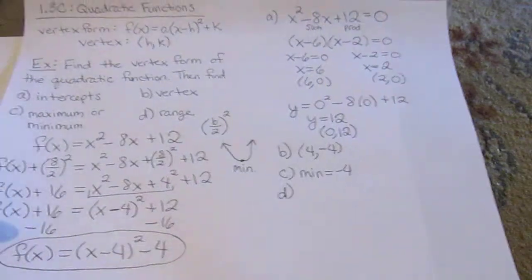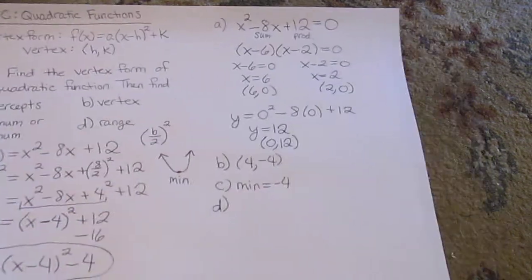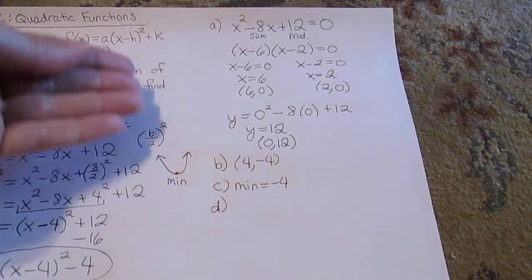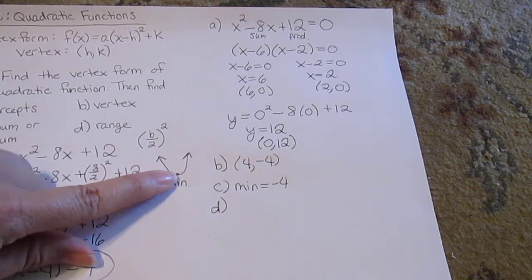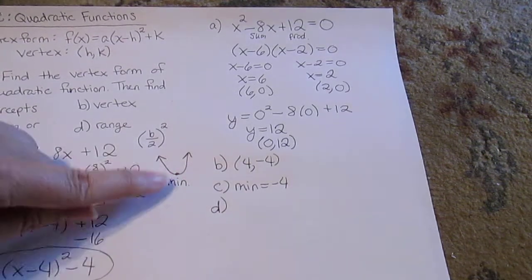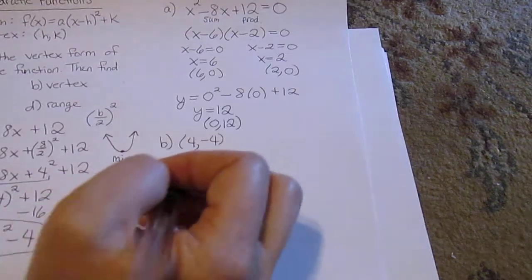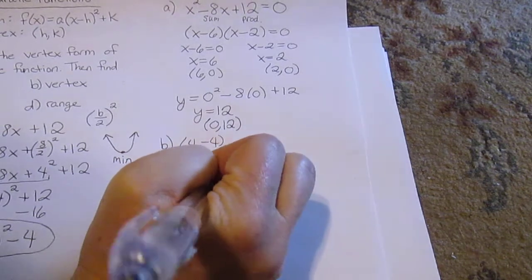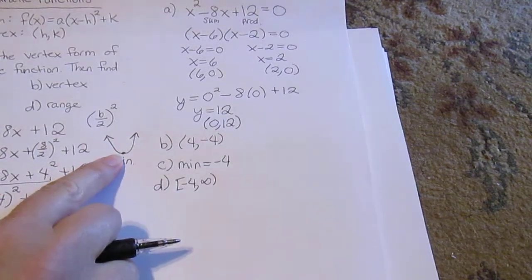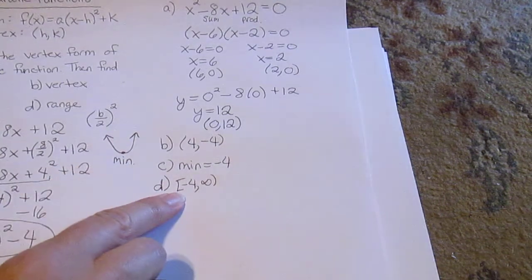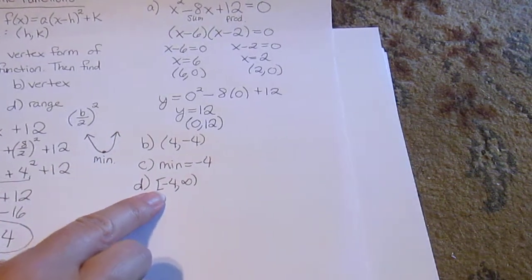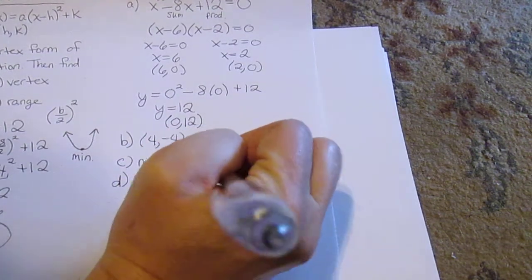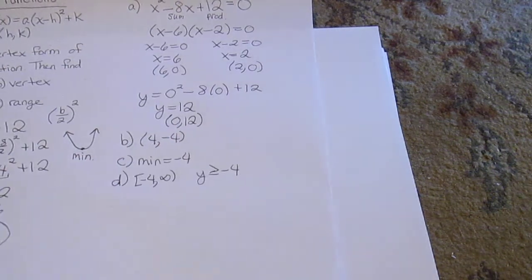And then part D, it just wants the range. It was nice that we drew this picture. Remember the range is your y values. From the picture we can see that we're starting at -4 and we're going to positive infinity. I put a bracket because the -4 is included, it's part of the graph. Or you could also write it y is greater than or equal to -4. So whichever way you feel more comfortable.